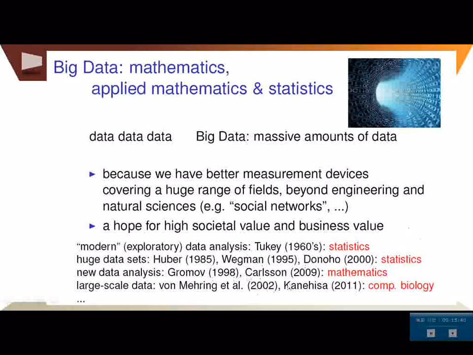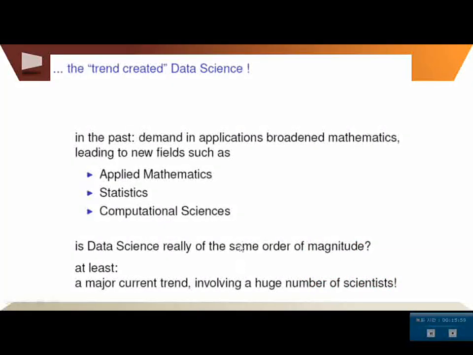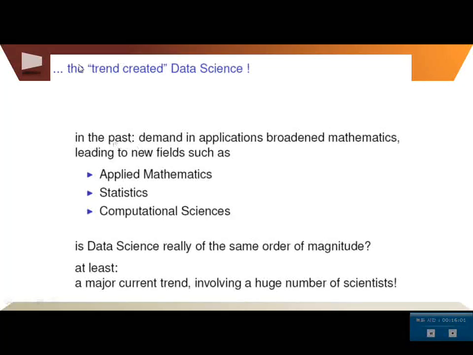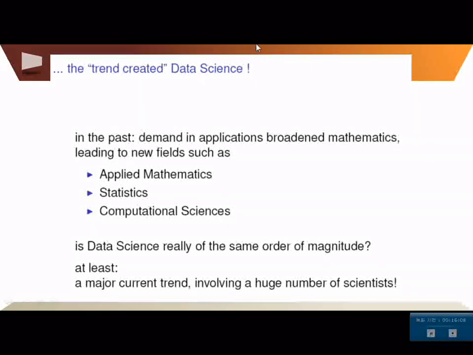It's time to gather all this to deal with a new scale of data, not only in biology, but all over the world, including internet-generated data. So this research trend created data science, a new area of science.